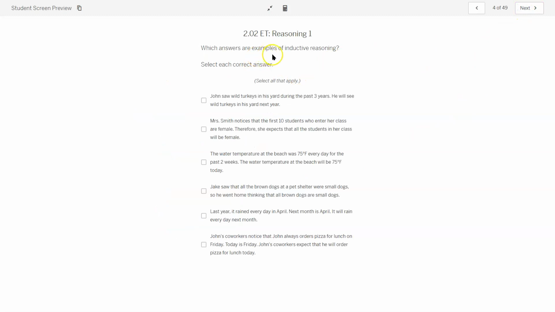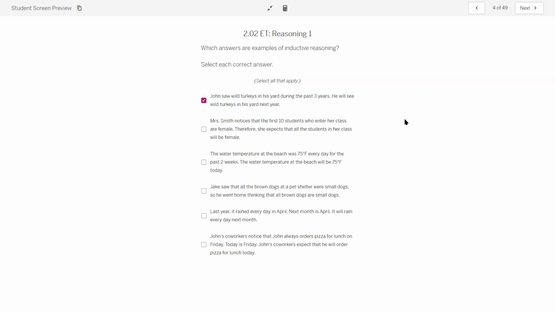Which answers are examples of inductive reasoning? That means that we see something and assume that it's always going to be true. John saw wild turkeys in his yard during the past 3 years. We noticed this very specific thing. We assume he will see wild turkeys in his yard next year as well. That's inductive reasoning.